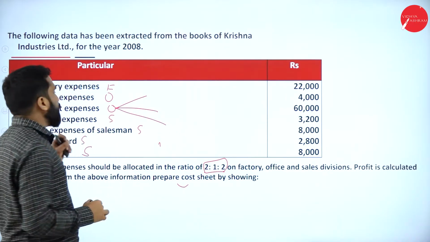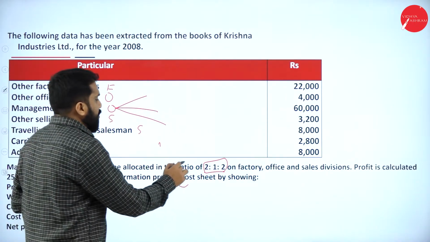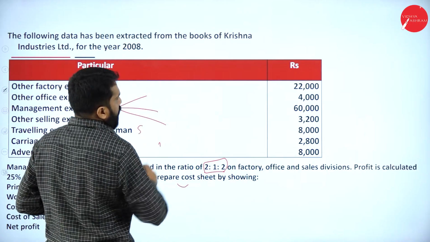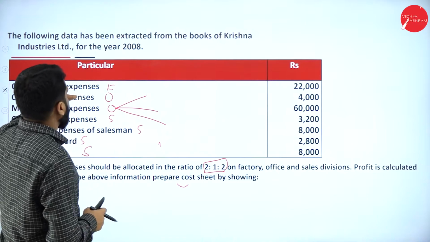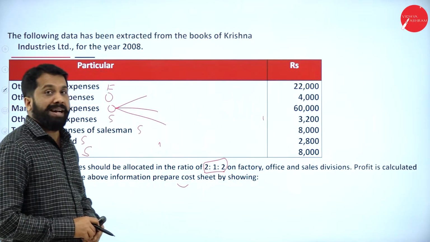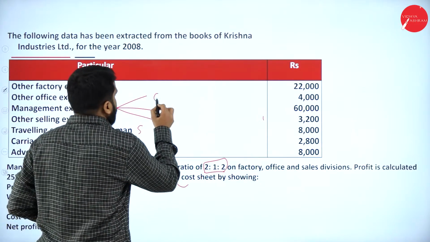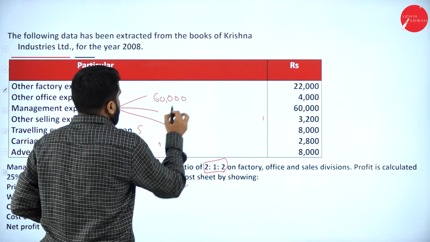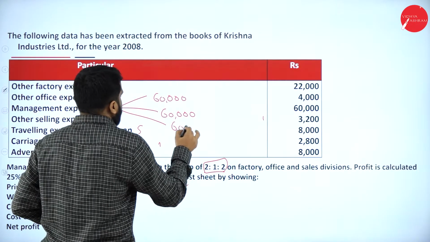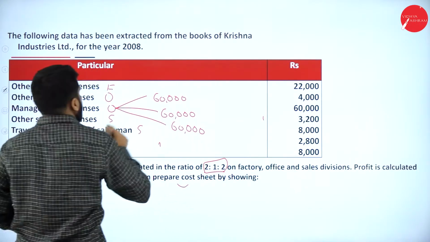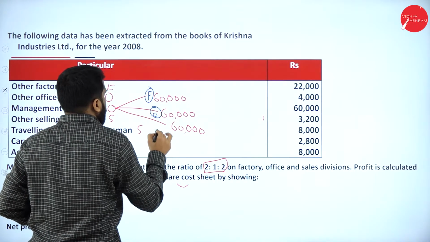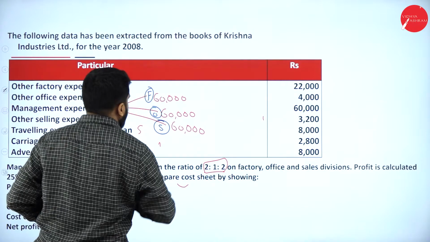Now, your management expenses in the ratio 2:1:2, how much will it be? Your management expenses, 60,000. We take 60,000 three times. What is this? This one is factory. This is your office. This is your selling and distribution.